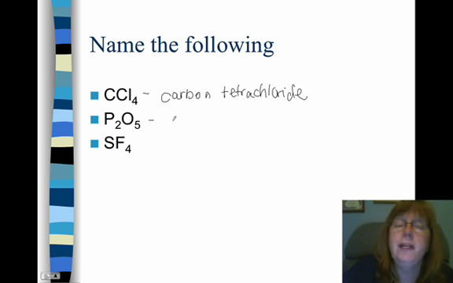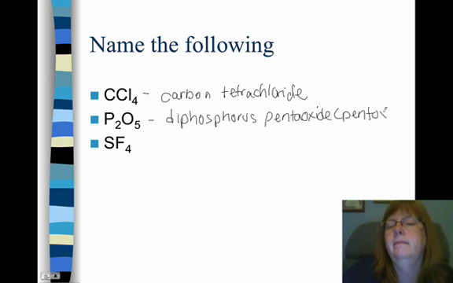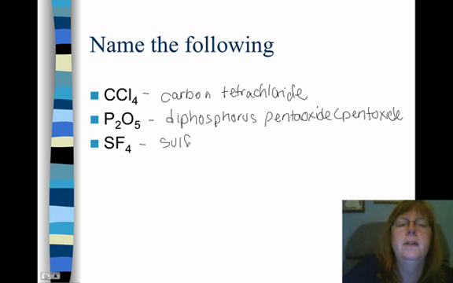P2O5, 2 phosphorus, so the prefix is di, diphosphorus. 5 oxygens, the prefix for 5 is penta. Pentaoxide, and some people just say pentoxide. All right, SF4, 1 sulfur, so sulfur, and 4 fluorines, tetrafluoride.